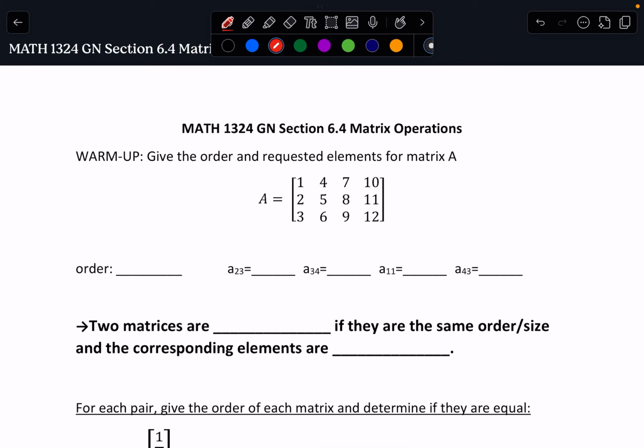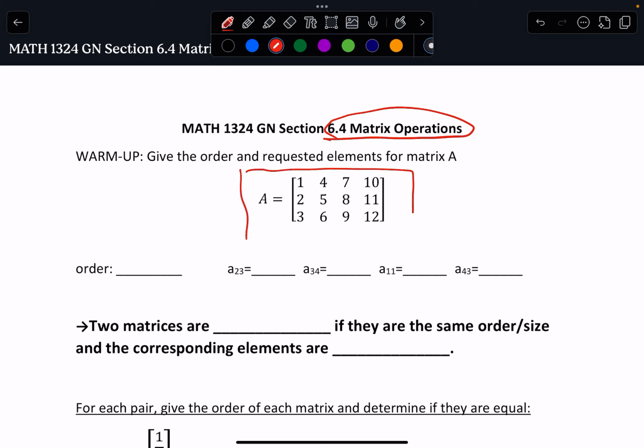Hello, this is lesson 6.4, matrix operations. So here we have matrix A, and it says give the order and requested elements. So the elements are the numbers inside the matrix.